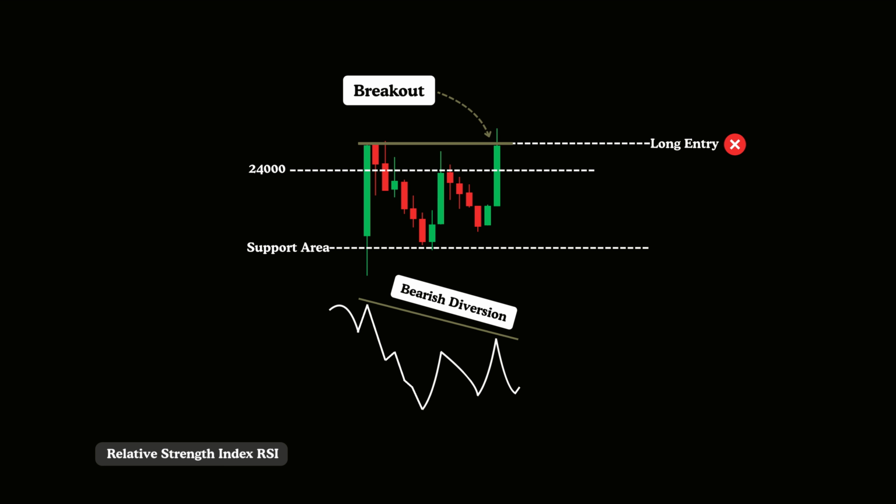The more trade confirmations you have, the higher your chances of success. Hence, it's best to combine price action and smart money concepts with selective use of indicators. However, never rely solely on indicators for entry decisions. They should serve only as confirmation tools for your trade setup. That's it, traders. Thanks for watching this video.